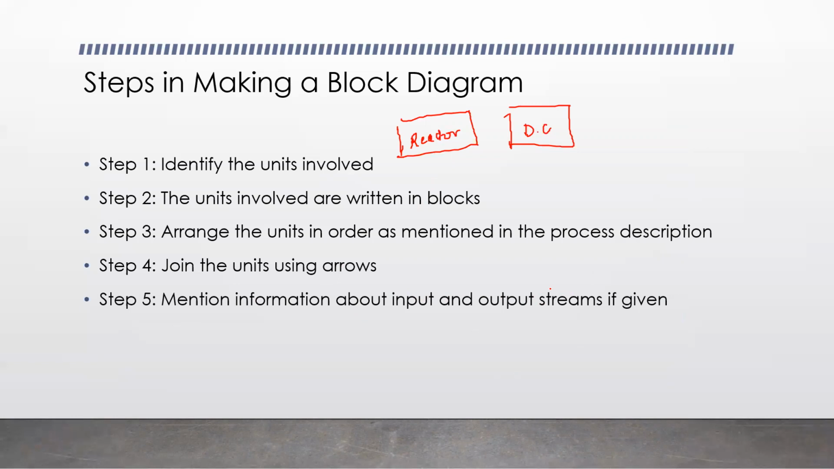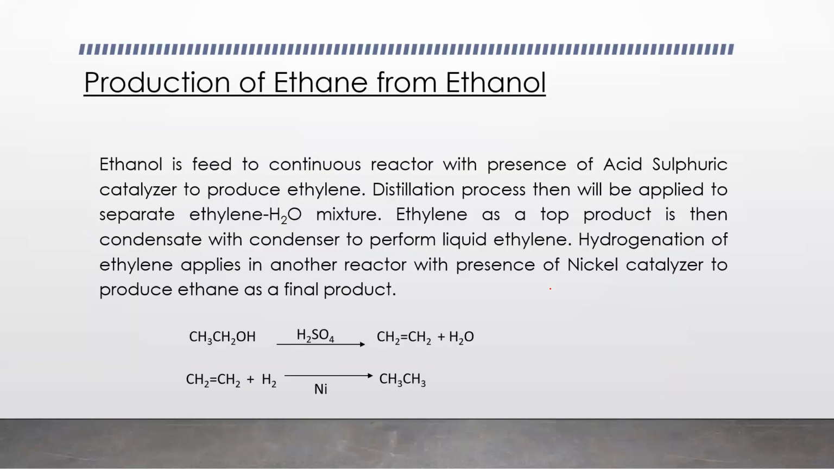All right. So since we have got these steps, let's go back to the production of ethane from ethanol problem. So let's now understand, read the process description, and let's do this as a problem, as an exercise, right? So ethanol is fed to a continuous reactor with presence of sulfuric acid catalyzer to produce ethylene. All right. So this particular information actually is given for this reaction. All right. Then, so the first unit that we have identified is a reactor.